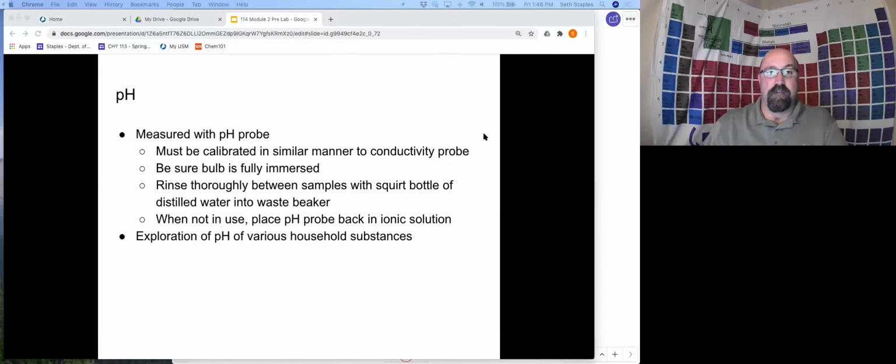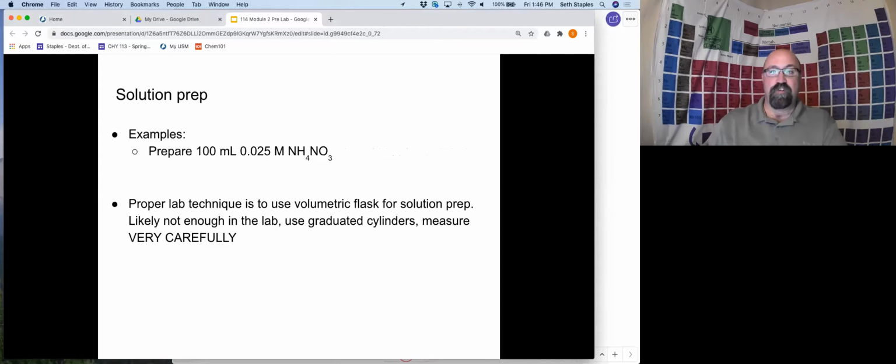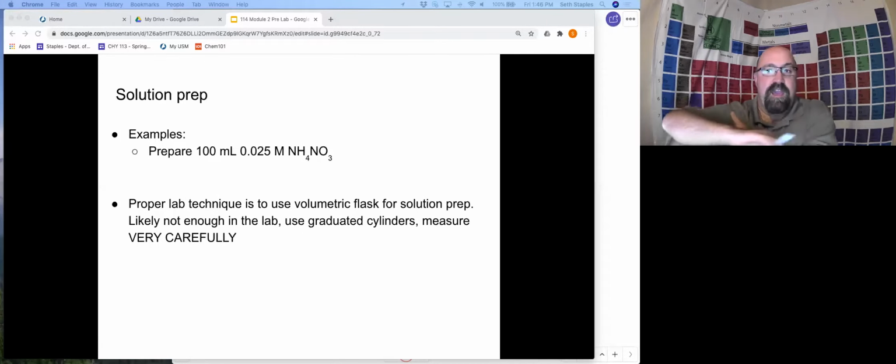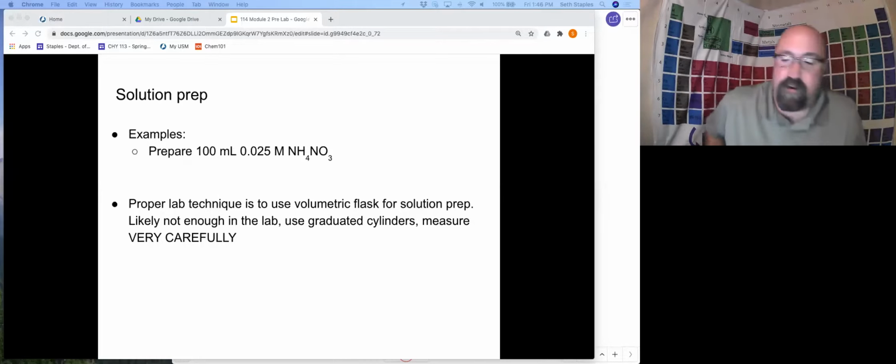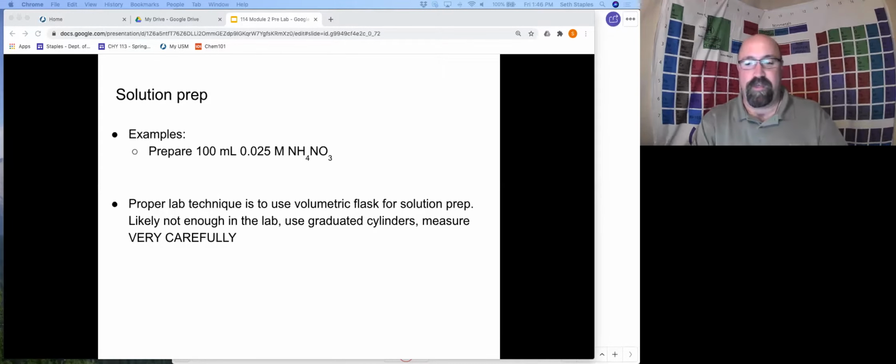Let's talk for a few minutes about the solutions that you're going to make. For the sake of this experiment for this semester, with the time constraints that we have and looking at the lab skills that we want you to develop, obviously taking our measurements, using our probes to measure conductivity and pH, is one of the lab skills that we focus on this week. Another big lab skill in general, though, is simply being able to make solutions of specific molarities and specific concentrations.